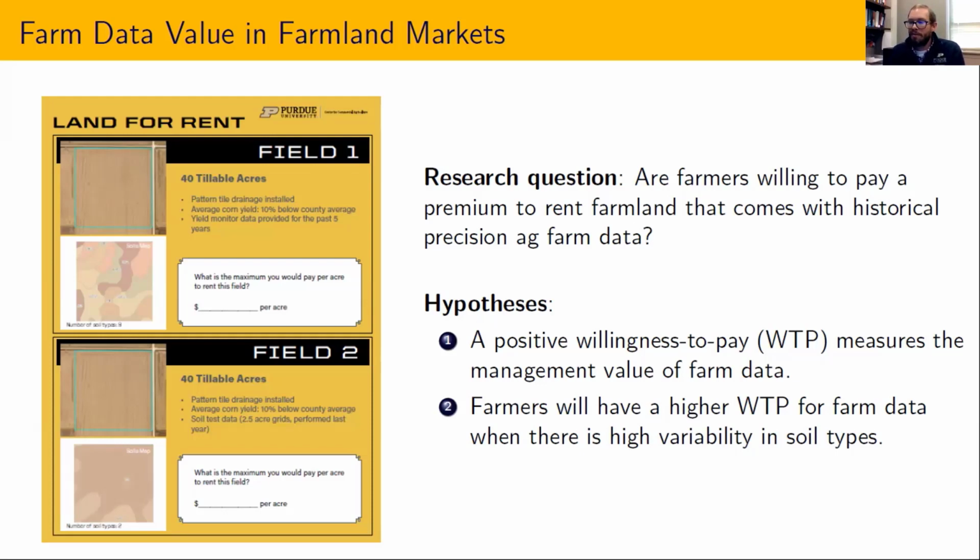We also are going to vary the soil map that's shown on the flyer. You can see on the left here, on the top is a highly variable soil map, and on the bottom is a relatively uniform soil map. And we want to test whether, in the presence of high soil variability, this willingness to pay to acquire data would be higher than when you're just looking at a uniform type field that would probably justify uniform application.